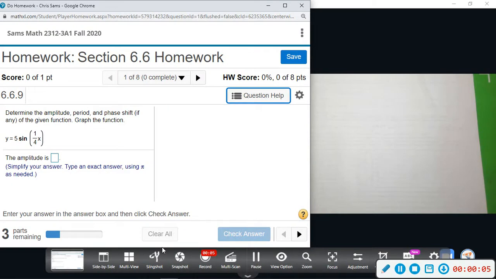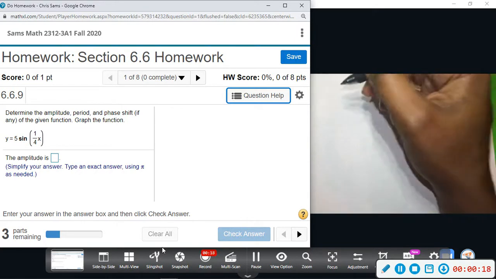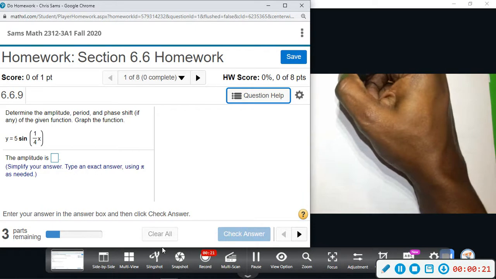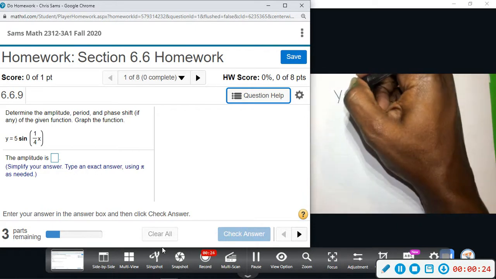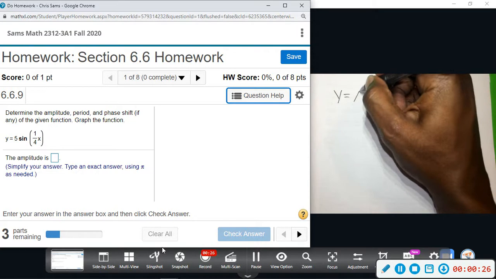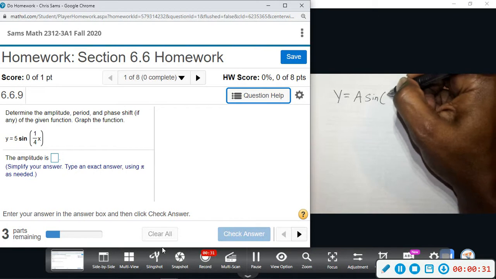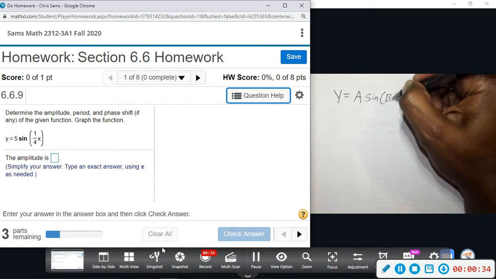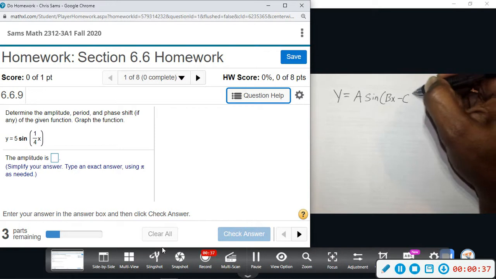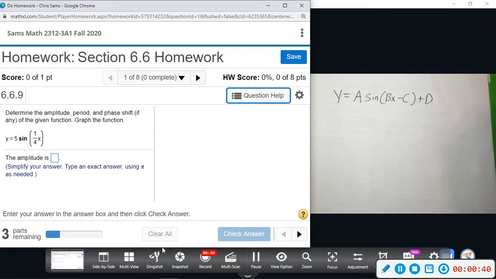Alright, 6.6, number 1. We want to determine the amplitude, the period, and the phase shift, if any, of the given function. Recall from the previous video, the parent function that shows all the transformations looks like this: a sine parentheses b x minus c, plus d. Alright, so the amplitude is a.